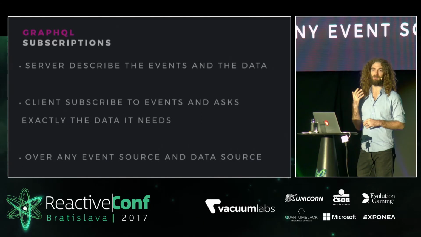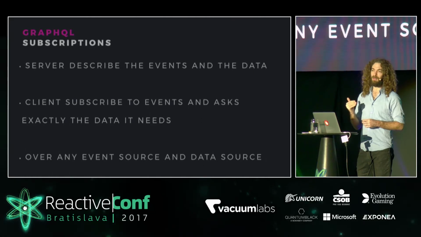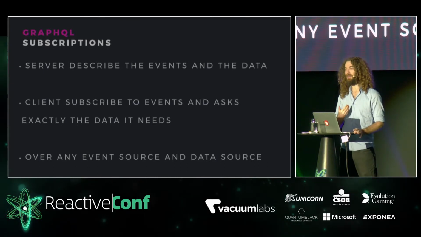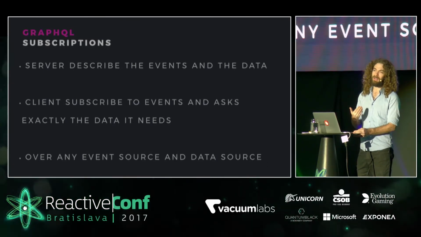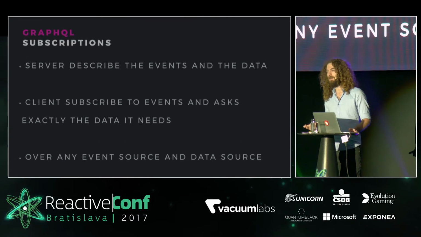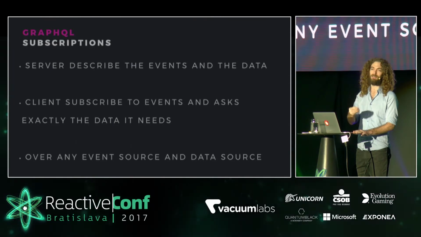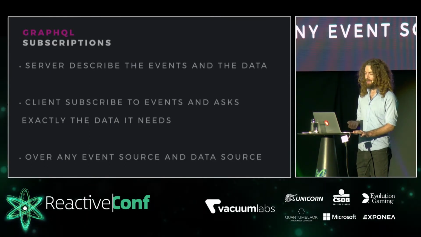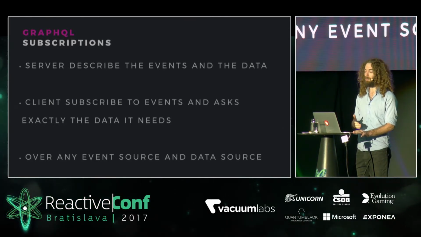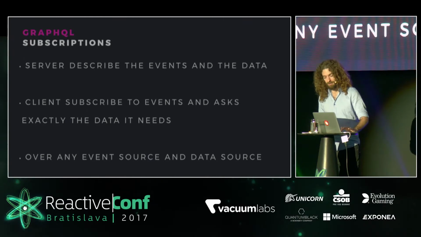And this is exactly what GraphQL Subscription is. GraphQL Subscription basically lets the server describe, in the same schema that you saw before, what events are being exposed, and also what data can be sent over the network with those events. And then the client, just like with a GraphQL query, can decide which events it wants to subscribe to and exactly which data it wants to get back. And the most important thing, like GraphQL, it can work on top of any event source and any data source. So let's see how it actually works.